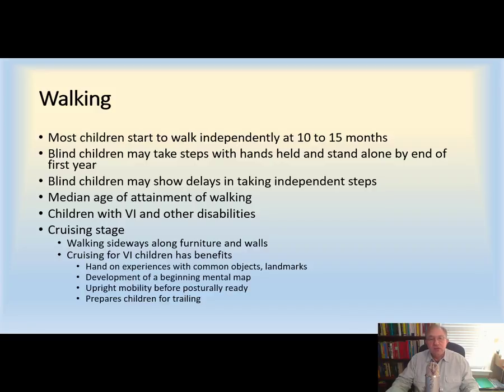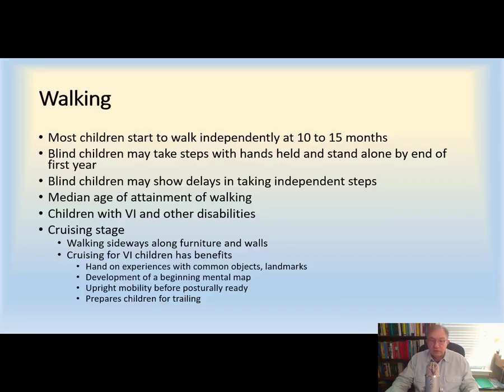The median age of attainment of walking without support, and when I say without support, I'm talking about with the ability to walk at least 10 feet, is generally about 18 months. So it's a longer period. And children with visual impairment and other disabilities tend to walk without support. It may take them as long as 26 months. So these are norms that you should be familiar with. Parents certainly are going to ask about this and wonder if their children are abnormal.